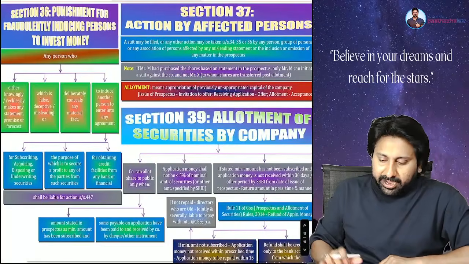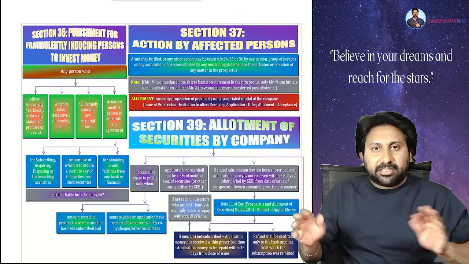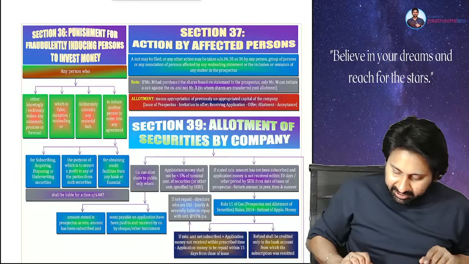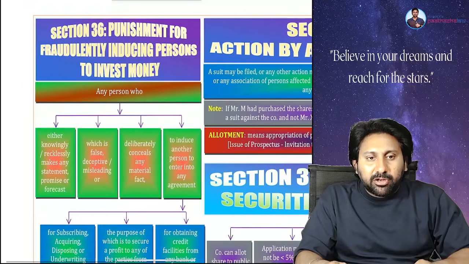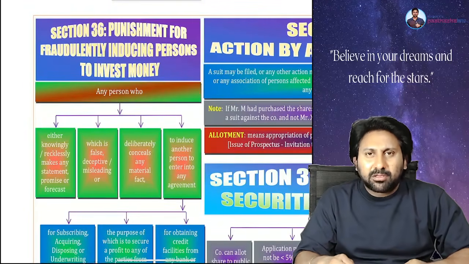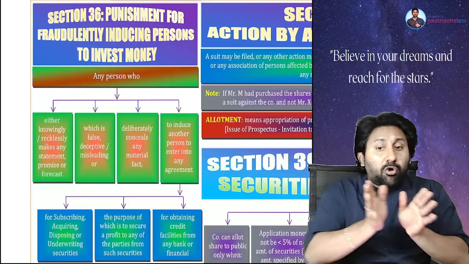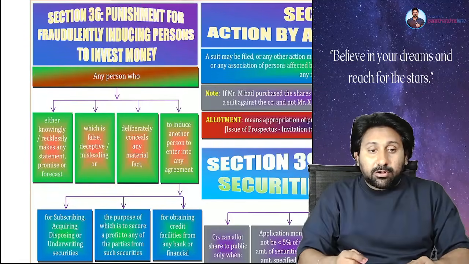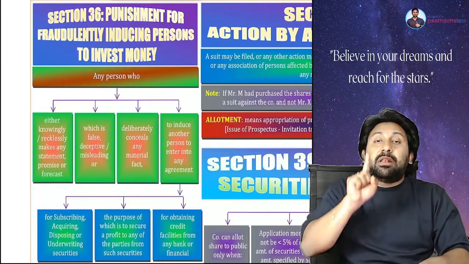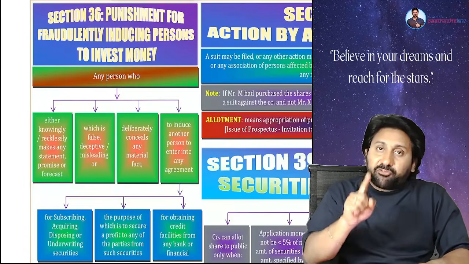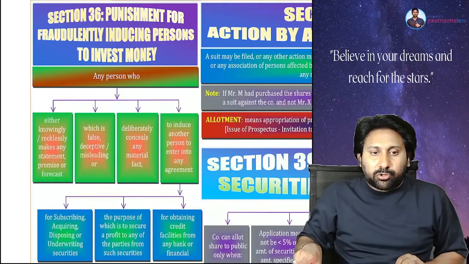So, next one. Sections 36, 37. Let us complete these two. See here. Punishment for fraudulently inducing a person to invest money. Sir, what is this? If any person forces any other person to do any of these three things, then he will be liable under section 447 again. What are the three things that you should not do?